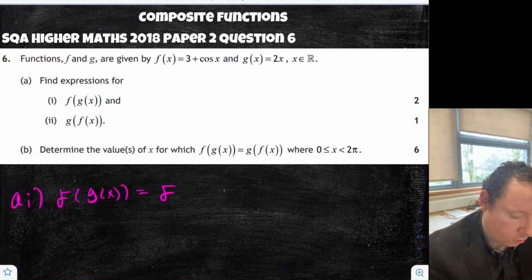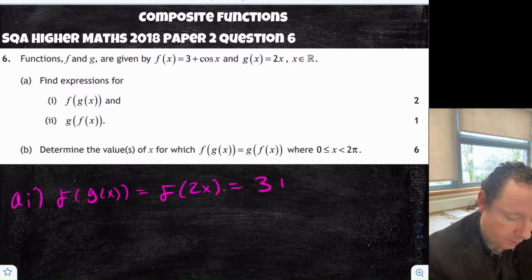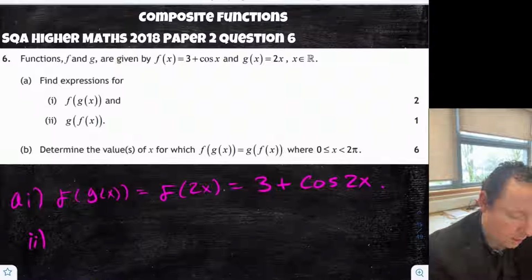That's f of, well, g of x is 2x. So every time I see an x in f of x, I write 2x instead. So that's 3 plus cos 2x. Nice and simple there. And for part 2, g of f of x.